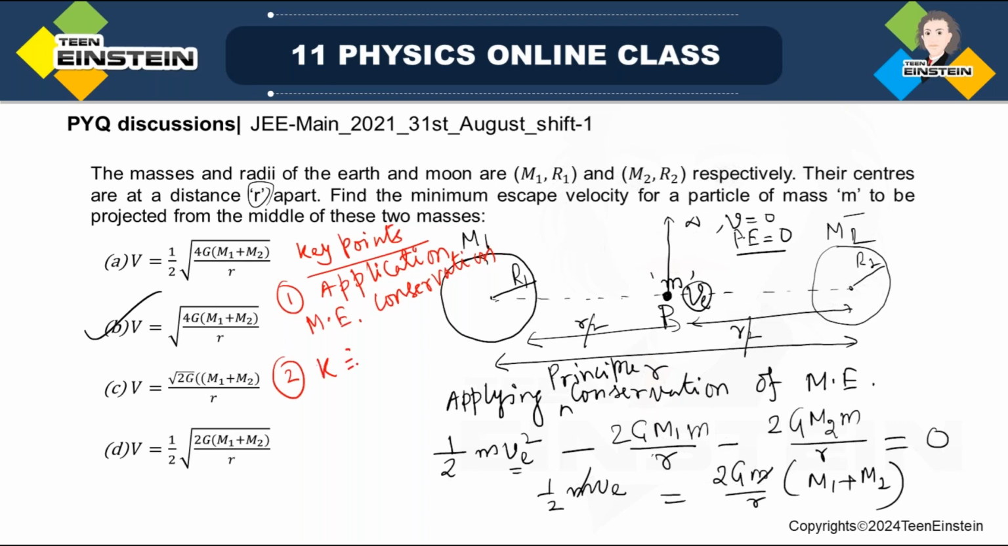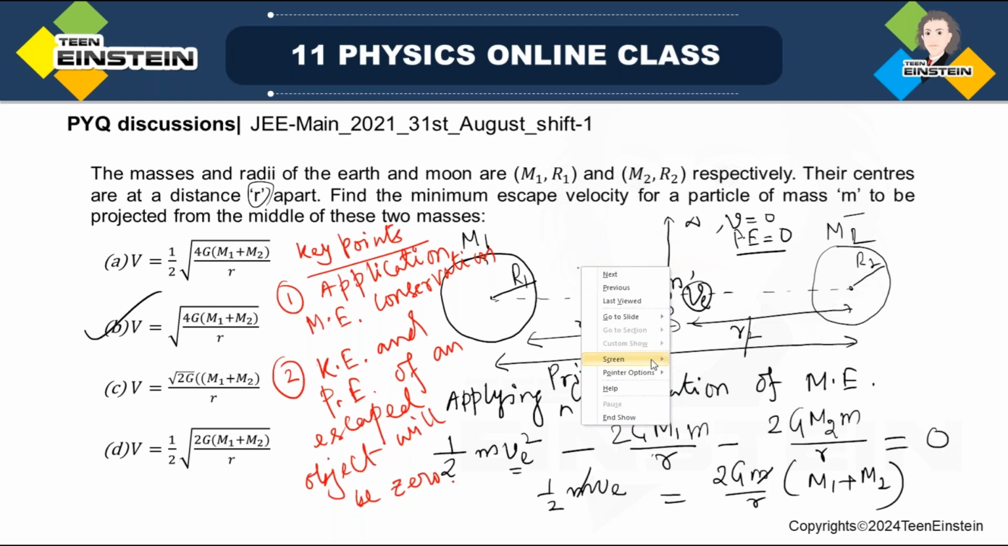Second point is that the kinetic energy as well as potential energy of an escaped object, that means it has gone to infinity, will be zero. So these are two key points you have to remember here. Okay, so dear students, we'll just move on to the next problem. Okay, so let us go to the next problem.